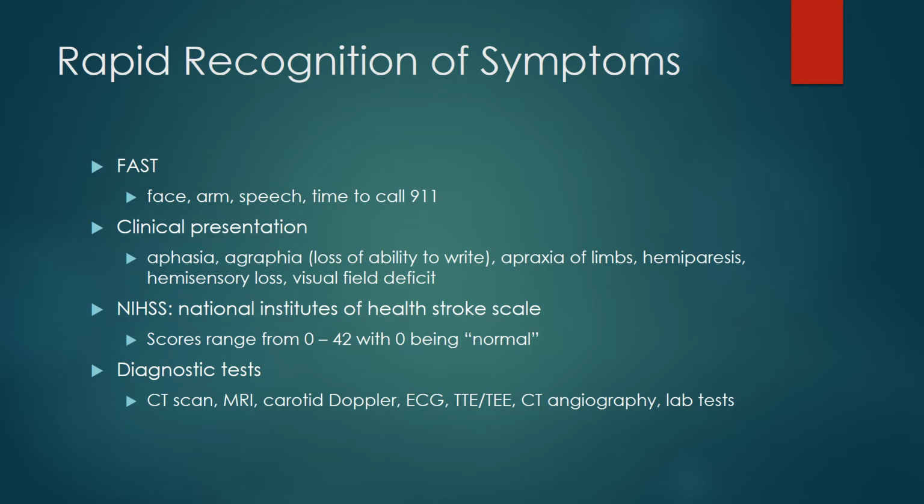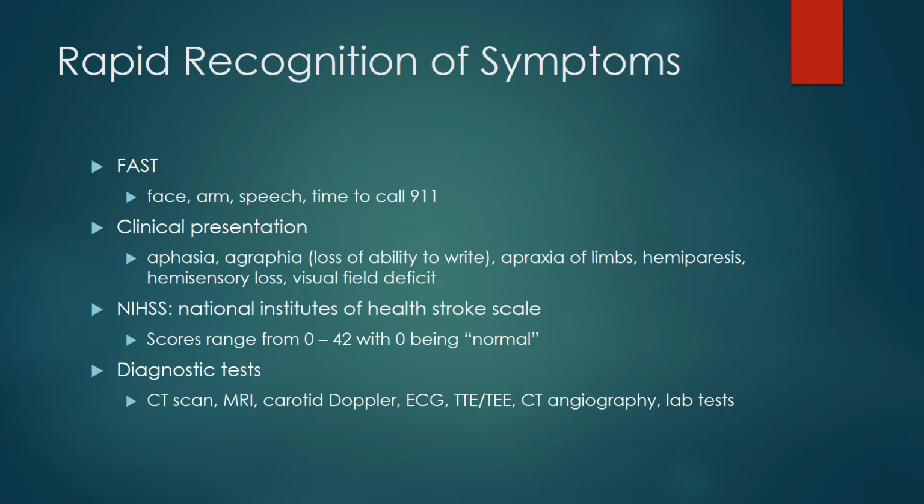So the NIHSS, or National Institutes of Health Stroke Scale, scores patients from 0 to 42, with 0 being normal and 42 being pretty much in a coma. We'll see on the next slide how a neurologist goes through determining the score for a patient, so I'll talk about that on the next slide.